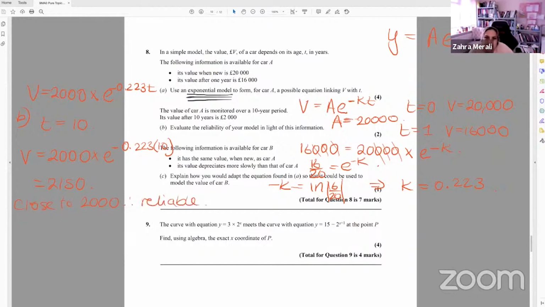The following information is available for car B. It has the same value. It depreciates slower. So if it depreciates slower, it means we want to make that k less negative. So if you like, you think of it almost like the gradient. The gradient will be less steep. So that's all you would say. You say the k value has to be larger or less negative.